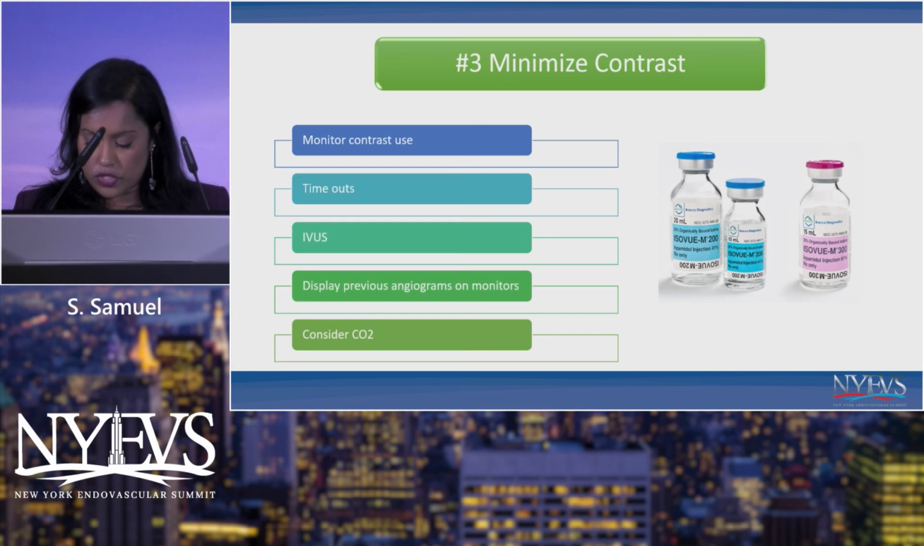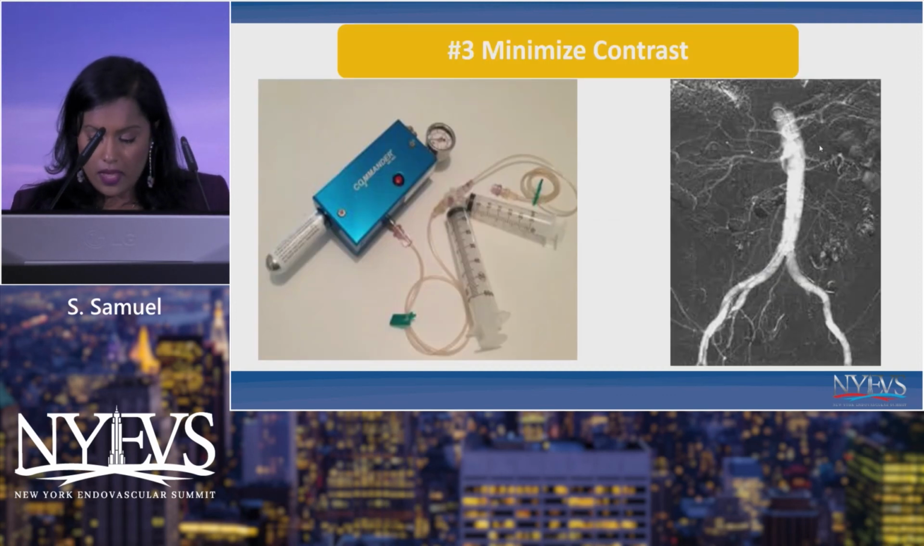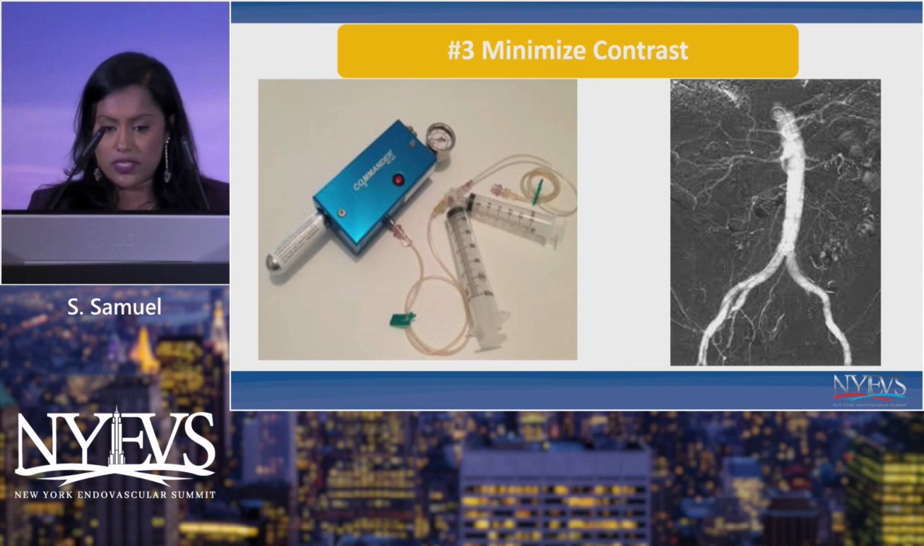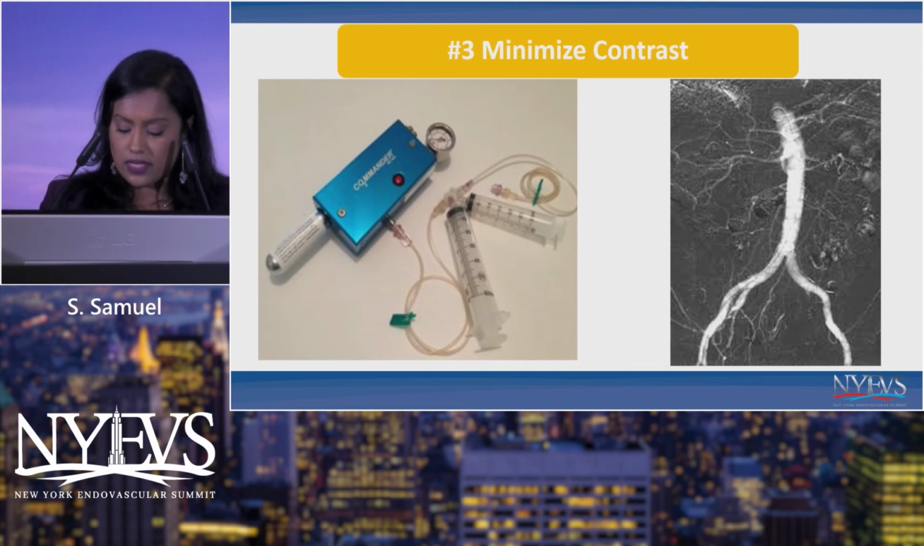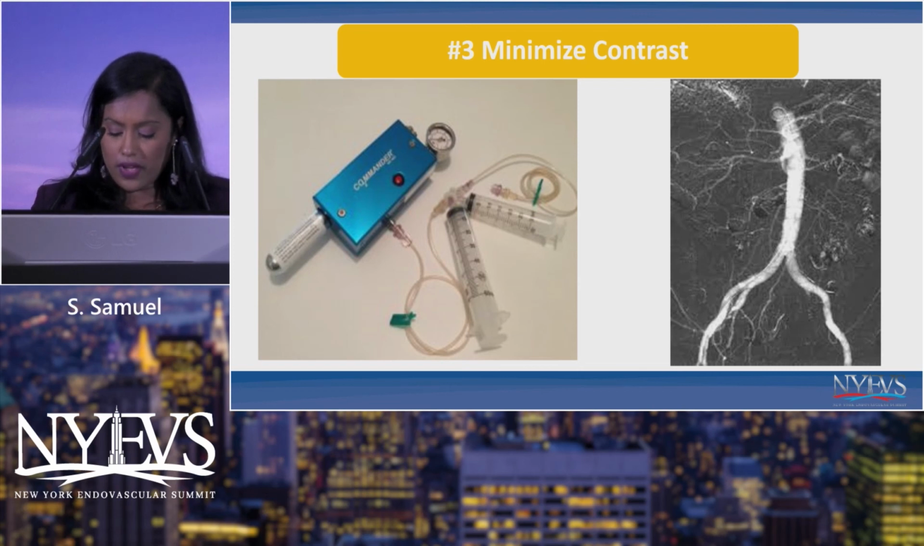And as Dr. Murphy mentioned before, we can also use IVUS. And in peripheral procedures specifically, we can also use CO2 instead of contrast. The use of carbon dioxide as a contrast agent reduces the volume of iodine contrast required for angiography and reduces the incidence of contrast-induced nephropathy.